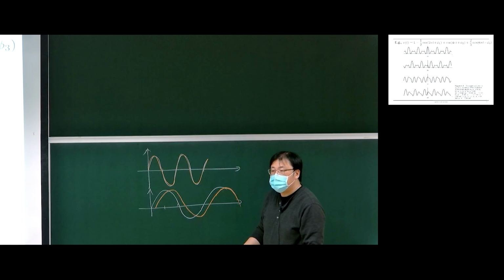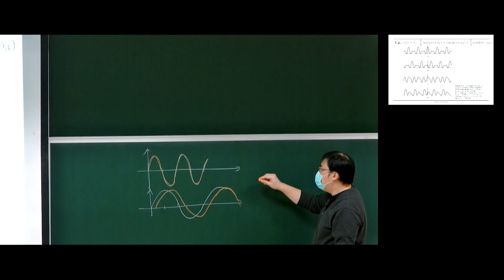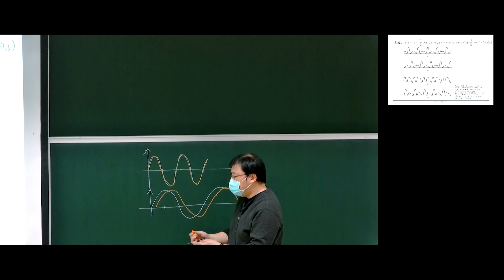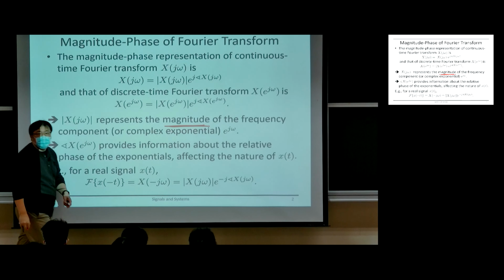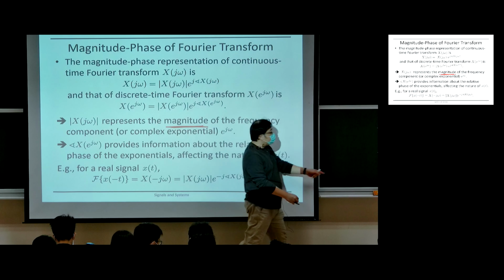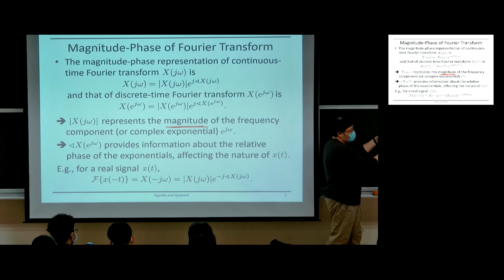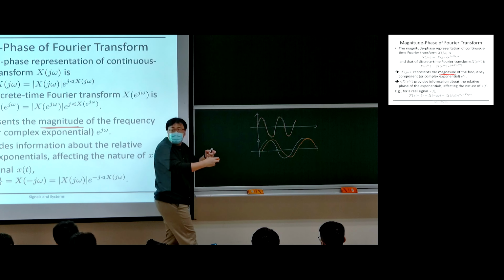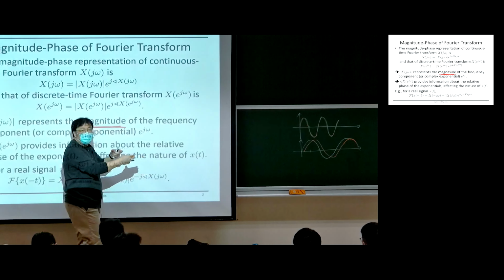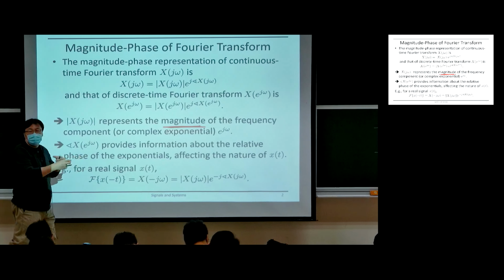This is why the phase information is also very important. Because if you change the phase information, you're basically changing how these two sinusoids align with each other. And when they are aligned differently, you can get completely different signals.